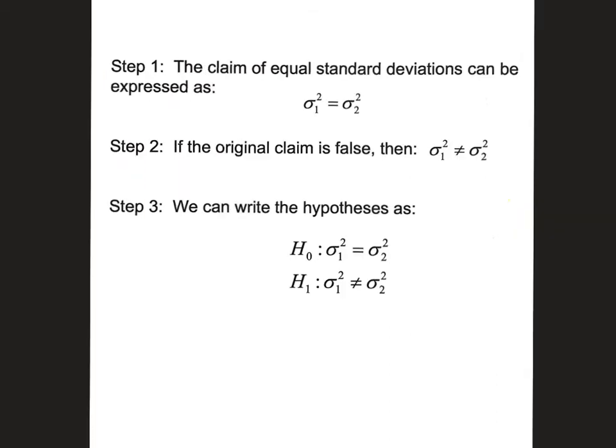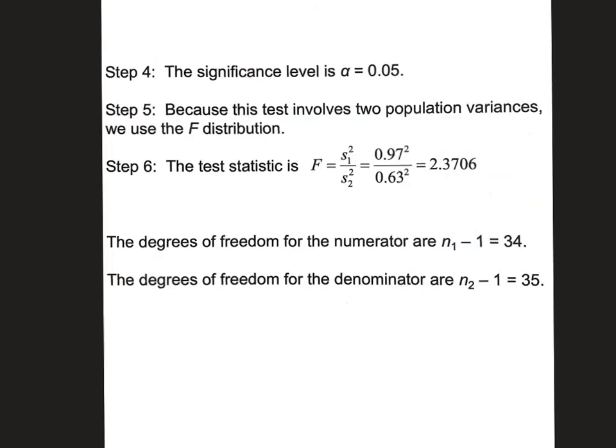All right, here's the claim. We already talked about that. Our claim was that the population standard deviations were equal, which is our H0, and our HA is that they're not equal. So next thing, our sig level was 0.05. That's always important. And because we're talking about two population variances, we use the F distribution, which is right here.